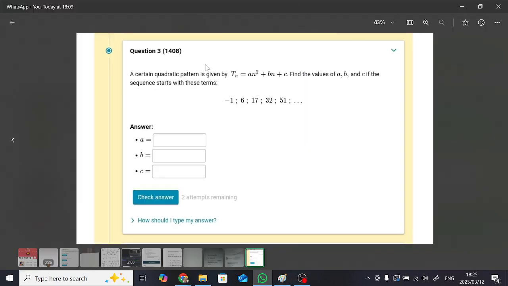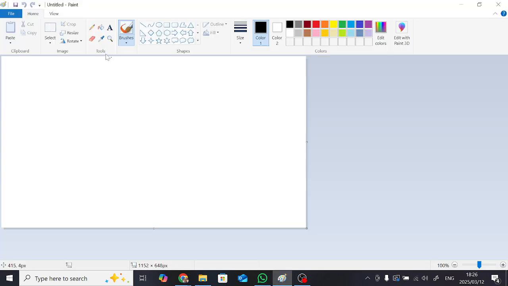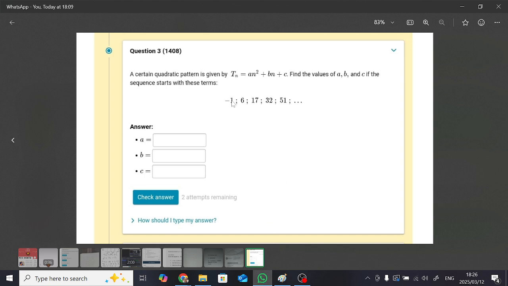Okay, so we have a quadratic number pattern over here, and they ask us to solve A, B, and C for this number pattern. We can see that the standard formula for a quadratic number pattern is Tn is equal to An squared plus Bn plus C, right? And they want us to calculate the A, B, and C part, right?